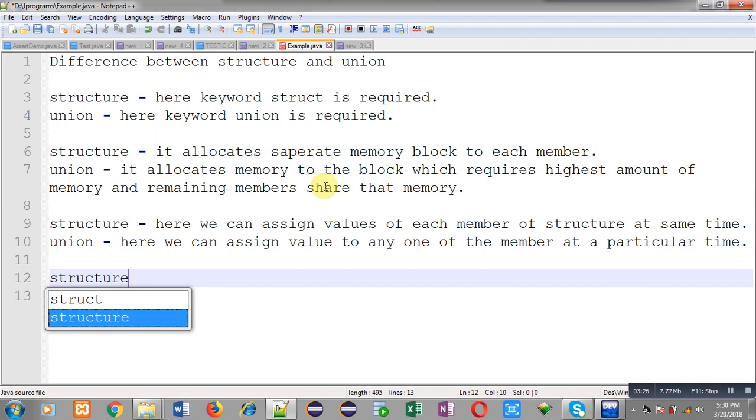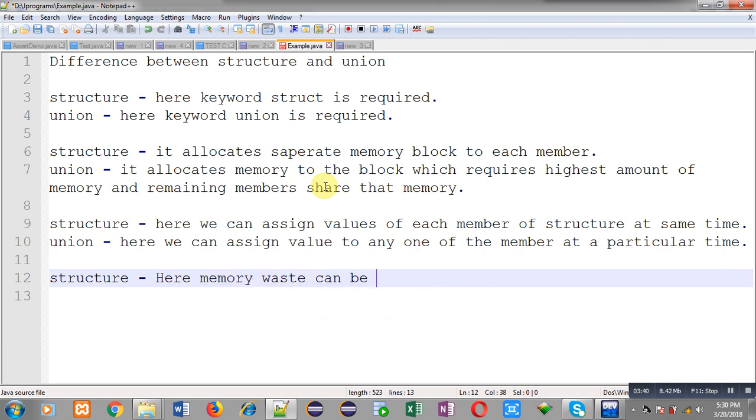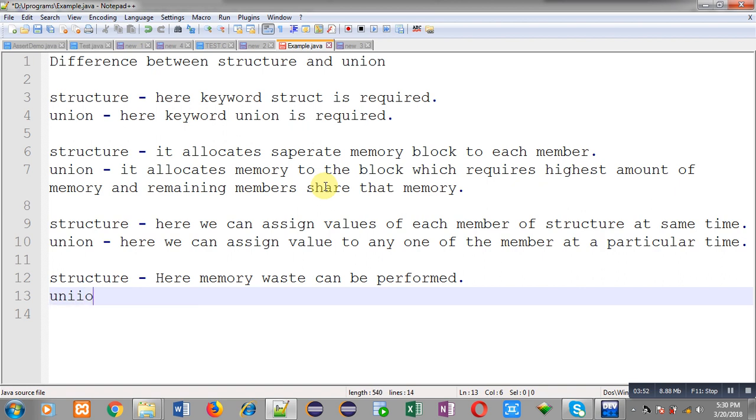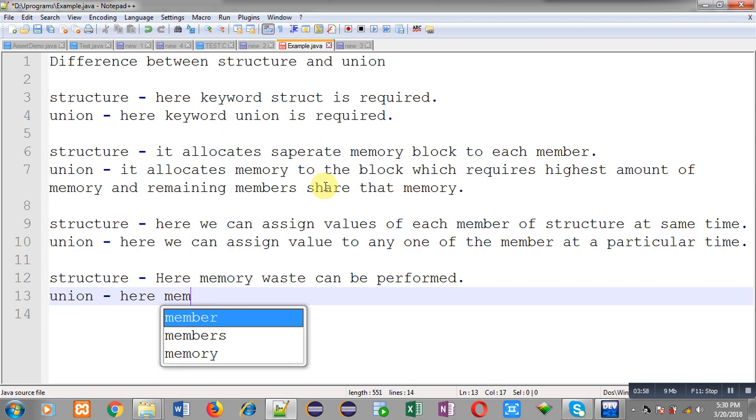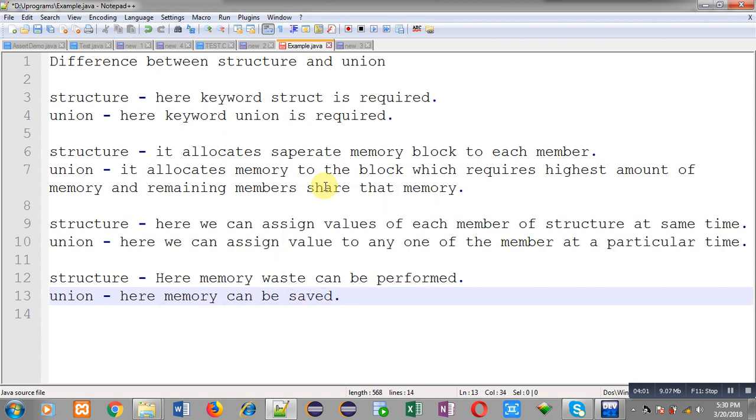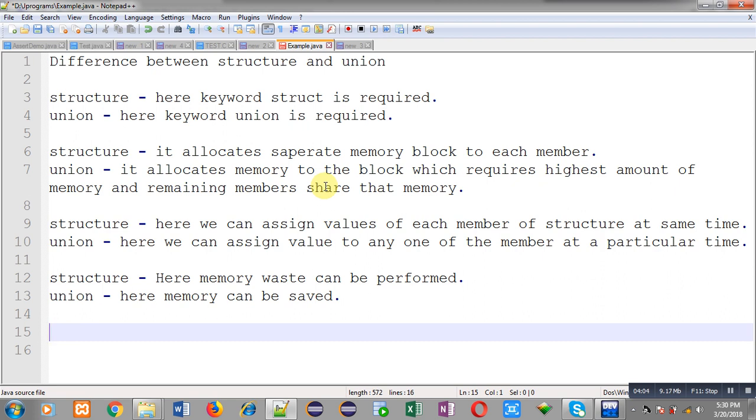Now fourth difference, that is for structure. Here, memory waste can be performed. So if you are not using all the members at same time, then there may be chances of memory waste. But here, in case of union, memory can be saved. So if you want to share memory, and if you want to use different members at different point of time, then you can prefer union.